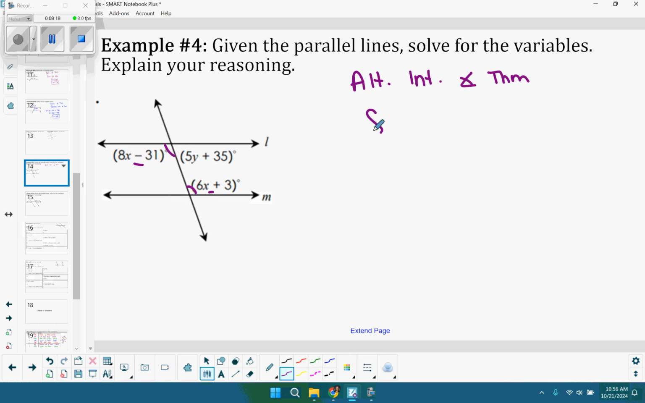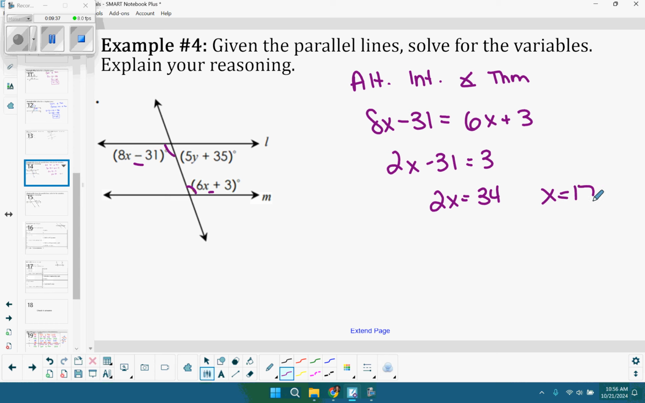And I'm going to say that 8x minus 31 is equal to 6x plus 3. So I'm going to take away 6x from both sides. I'm going to add 31 to both sides. And now I'll divide by 2 so that I get x equals 17.